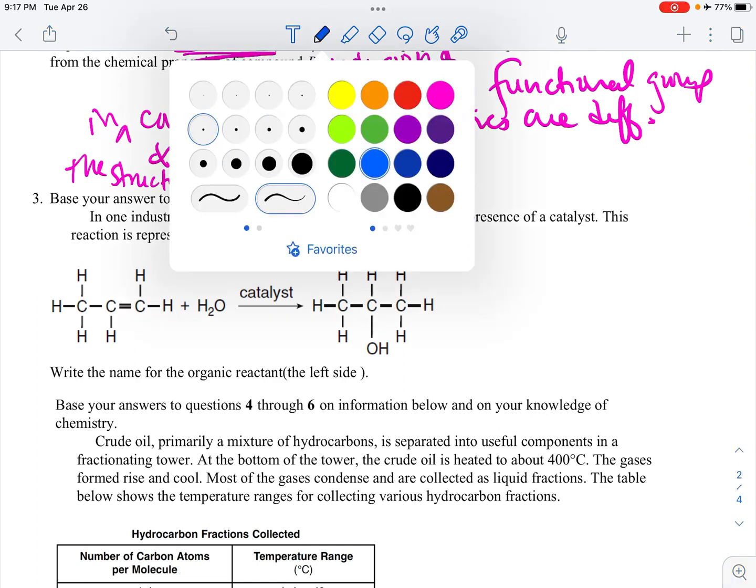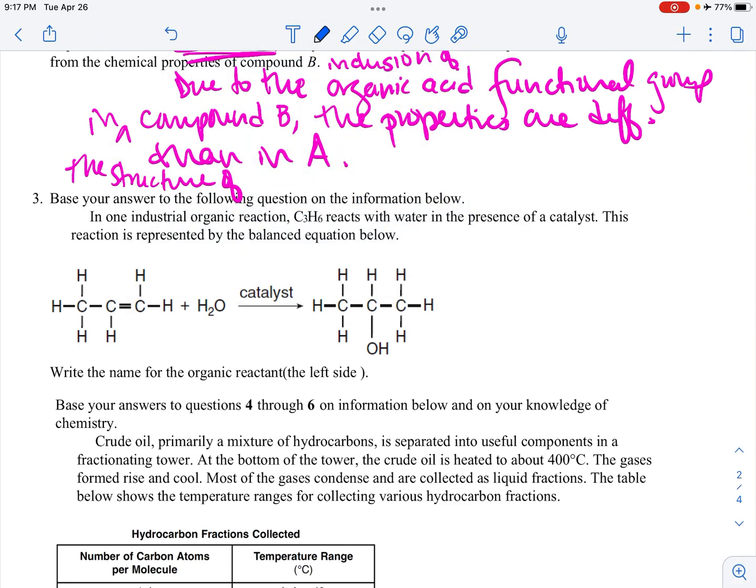Let's go blue. Base your answer on the following question. In one industrial organic reaction, C3H6 reacts with water in the presence of a catalyst. So catalysts, since we haven't talked about kinetics just yet, are any substance that will speed up the rate of the reaction by lowering the activation energy and providing an alternate reaction pathway. That is the chemistry definition. So catalyst speeds up the rate of the reaction, doesn't add anything. Like it doesn't change products or reactants.